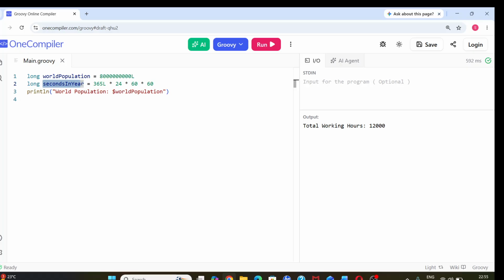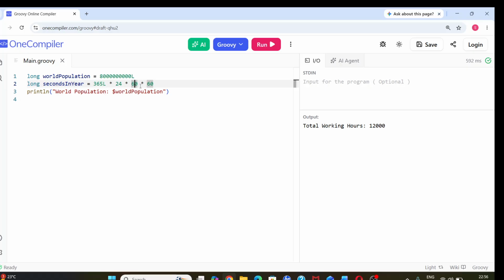And on the right side here we are performing a calculation. First 365L represents the number of days in a year written as a long value. Then multiply by 24, which is the number of hours in a day, and multiply by 60, which is the number of minutes in an hour. And here multiply by 60 again, which is the number of seconds in a minute.